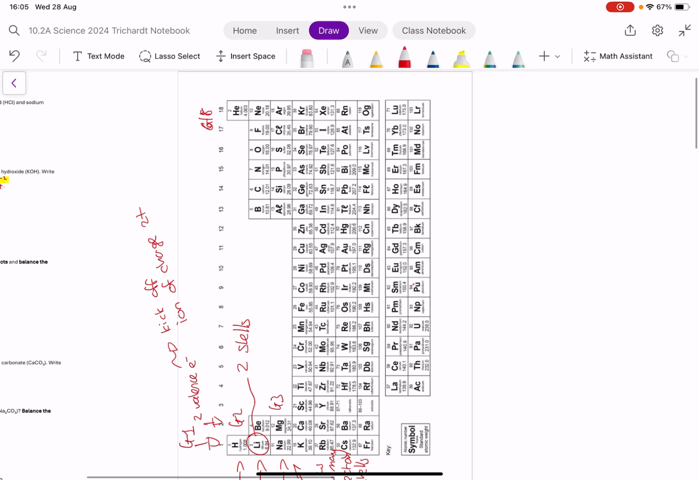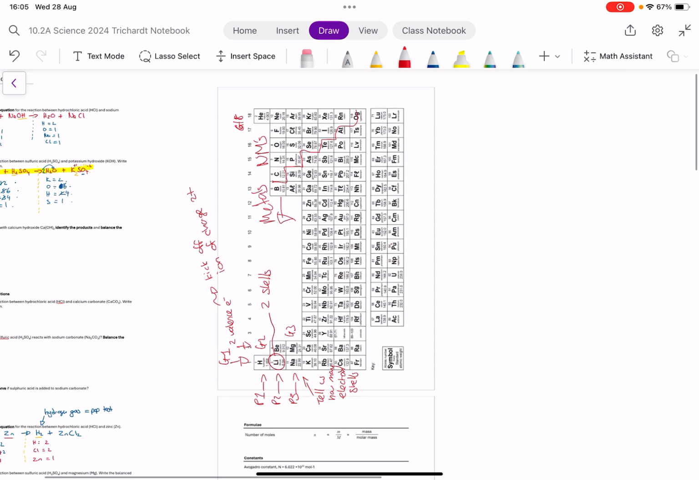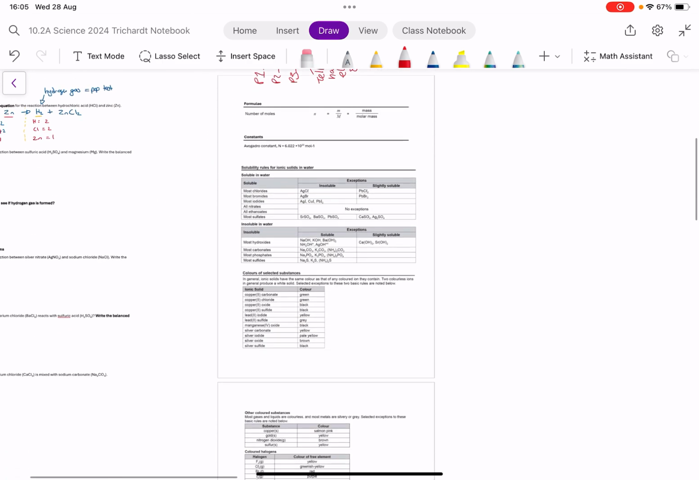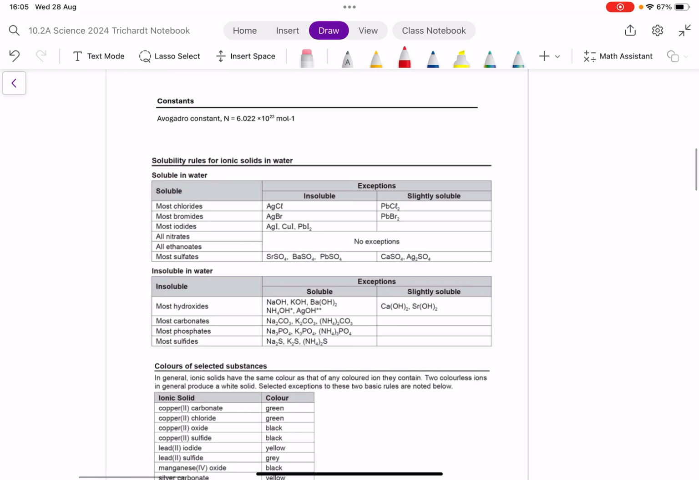You guys obviously know that our staircase separates metals on the left-hand side and then non-metals on the right-hand side. Right, let's have a look. Scroll down a little bit more.